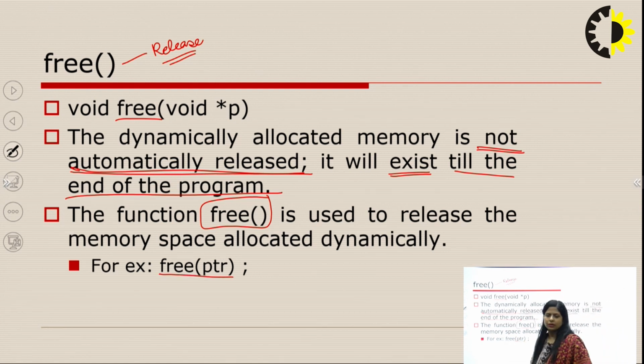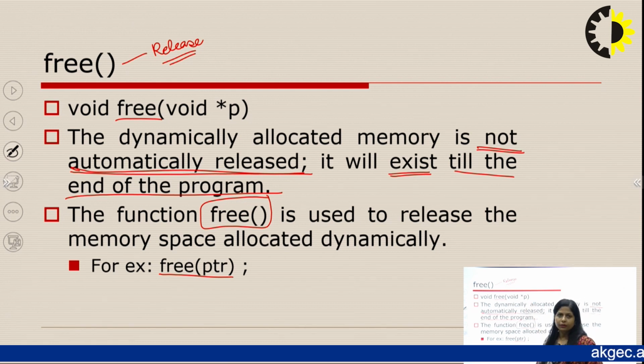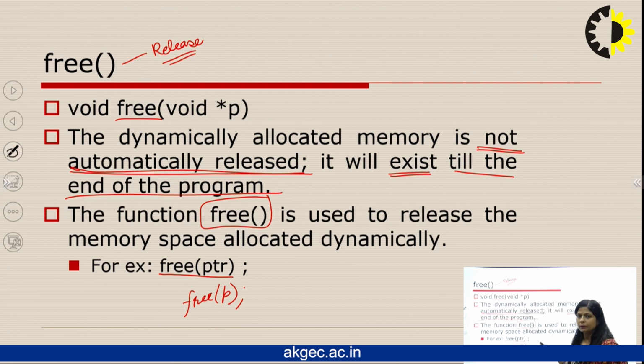So simply we need to write the free function, and within the parentheses we write that pointer variable name. In the last example we saw a pointer variable ptr, so we write free and within the parentheses ptr. Suppose I am taking a pointer variable p, then we write free and then simply that pointer variable. That is how we can use these dynamic memory functions, either for allocating or deallocating, or we can say releasing.